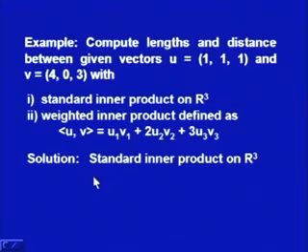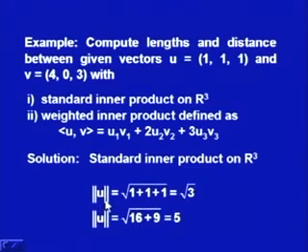First we have to find the length. The length of the vector u, which is (1, 1, 1), is defined as the square root of the inner product of u comma u, the standard inner product. It is 1 plus 1 plus 1, so it comes out to be root 3. For the other vector (4, 0, 3), it is 16 plus 9, which comes out to be 5. So, this is the length of (4, 0, 3).